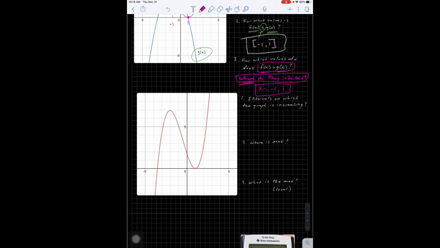All right, last graph here. Intervals on which the graph is increasing. All right, we talked about this before, but a graph is a roller coaster. You get on the roller coaster on the left-hand side.